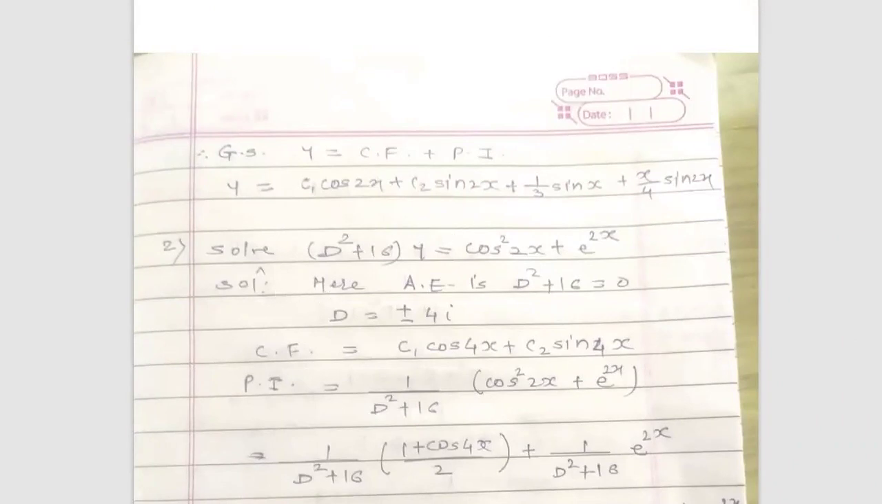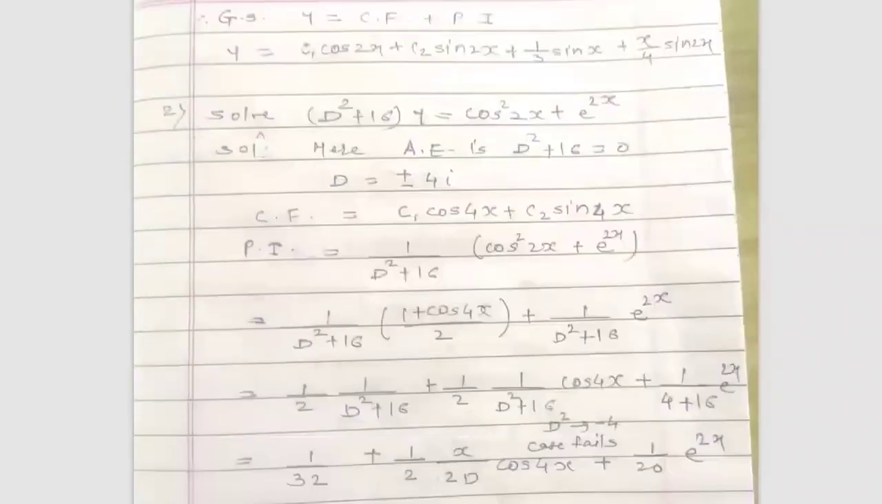Okay. The next example is here. D square plus 16 into y is equal to cos square 2x plus e raised to 2x. Here, the auxiliary equation, this is the reduced form of the LDE, is d square plus 16 is equal to 0. D square is equal to minus 16. The square is a negative number, so there we introduce i square. And so the roots are plus minus 4i.